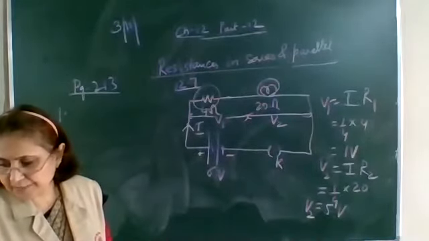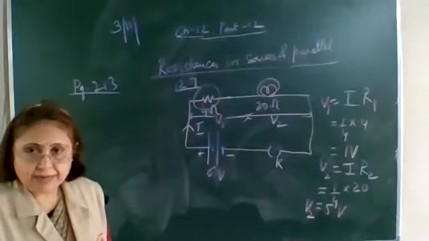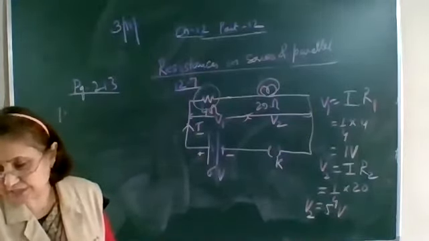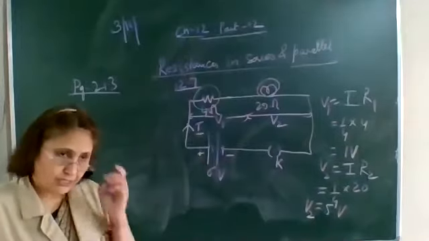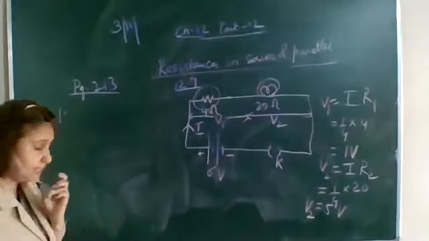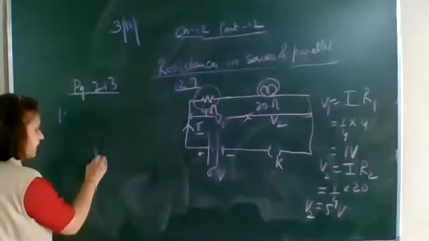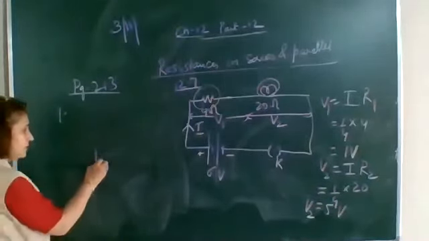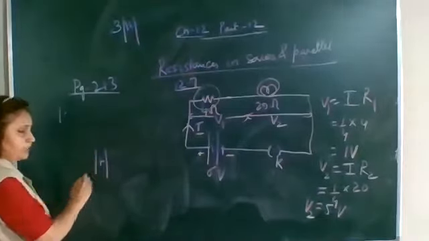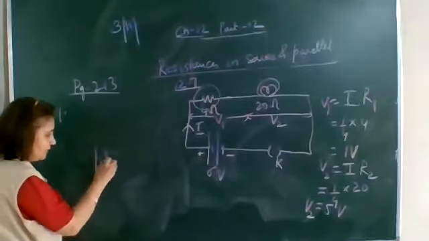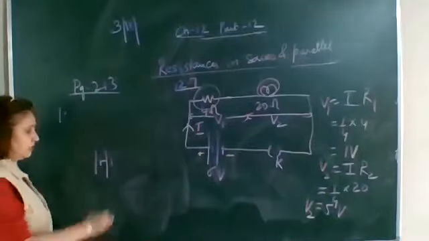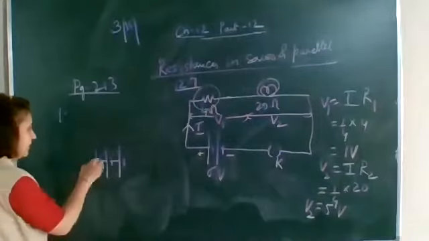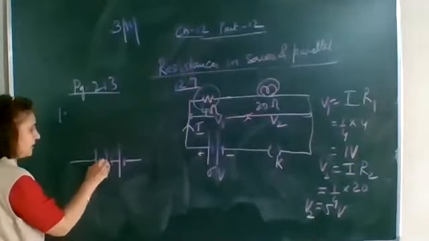First we have to make a battery which consists of 3 cells. Each cell has a potential difference of 2 volt, a source voltage of 2 volt. How to connect them in series? The negative terminal is connected to the positive terminal of the second cell, and the negative of the second cell is connected to the positive of the third cell. So this becomes a battery.